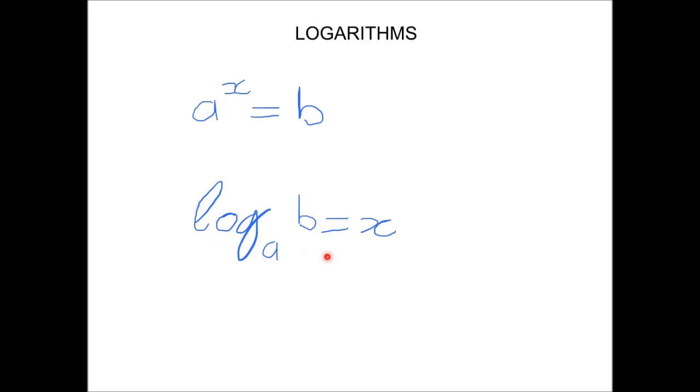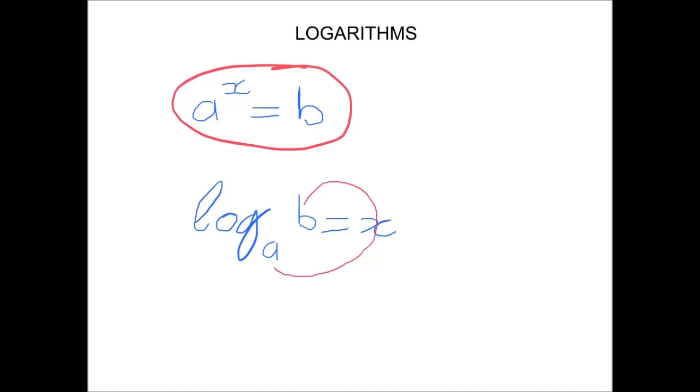The logarithmic function is the inverse of the exponential function. As you can see, a to the power of x equal b can also be written as logarithm of base a of b is equal to x. And now if we go a to the power of x equals b is this one here.